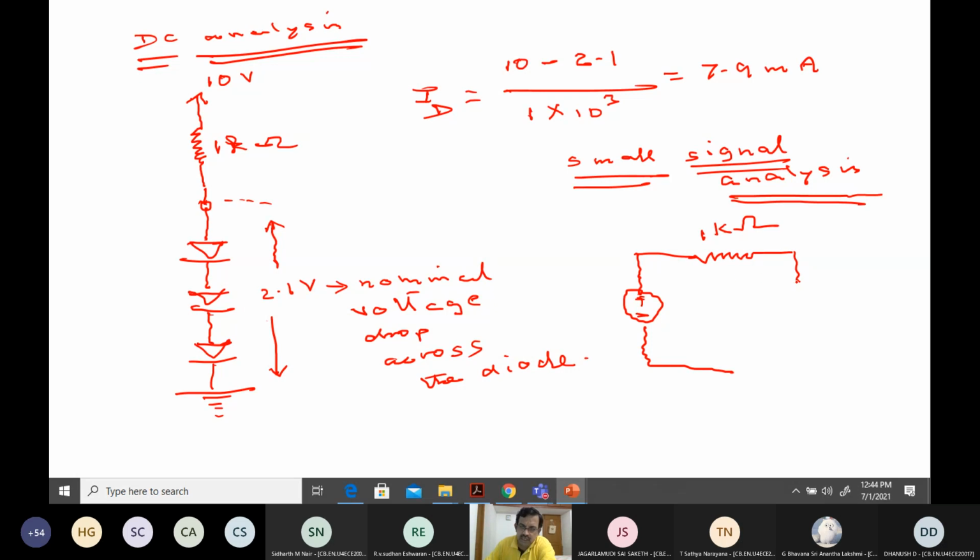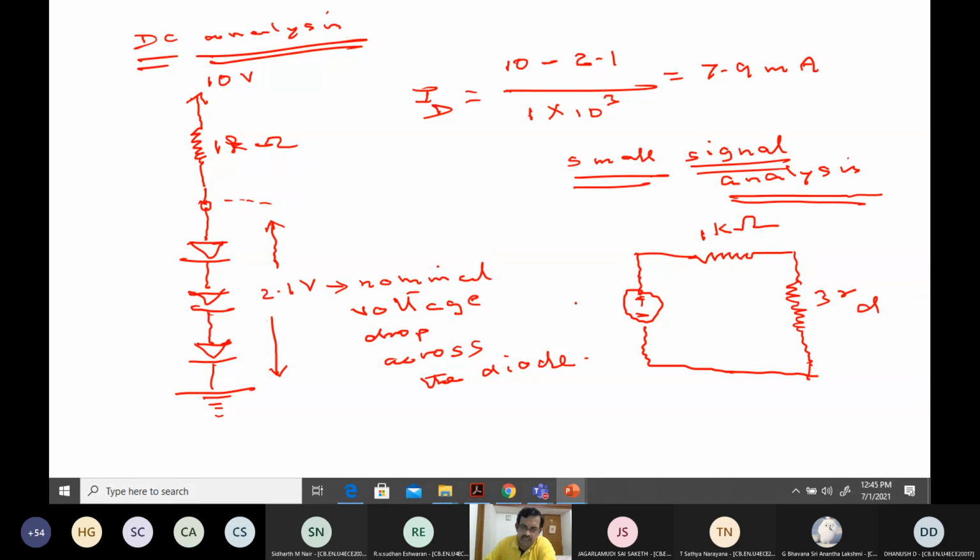Then I have these three diodes. I need to get an equivalent resistance for the 3 diodes in series. Each diode will have a small signal resistance. Because the diodes are connected in series, I will get an equivalent resistance of 3 RD.